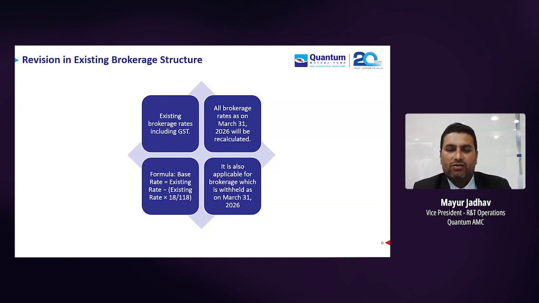For simple calculation, I'll tell you, if in a small cap fund we used to pay 1%, then that 1% is inclusive of GST prior to 31st of March. Now with the change, we are excluding the GST. So out of that 1%, 0.15 is a GST amount which we will keep aside, and we will only pay 0.85 as a base brokerage, and 0.15 will be kept aside as a GST amount, which we will reimburse to the distributor upon receipt of GST invoice along with the necessary compliances.